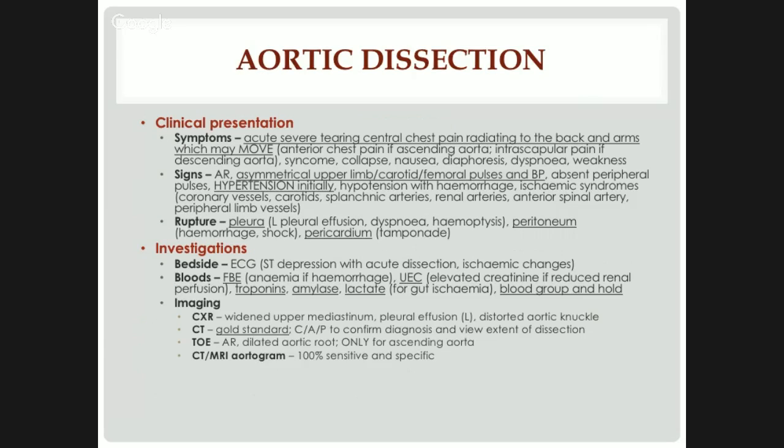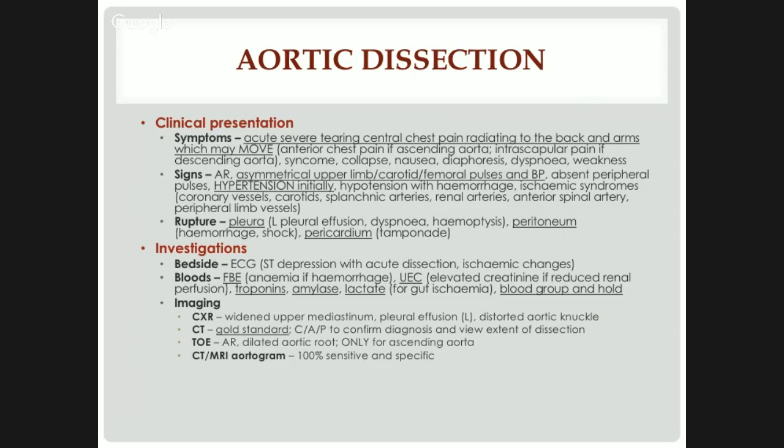In terms of presentation, again, your buzzword presentation is acute severe tearing central chest pain radiating to the back, and they might give a history of migratory pain. They might say it started higher up my back, now it's moving down. So that's basically the tear progressing further down. In terms of the signs you need to know, you've got asymmetrical blood pressure and pulses on either side, and you might also have absent pulses if you've occluded a vessel. So if you occlude the subclavian, you might not find a radial pulse or a brachial pulse on that side. And the last thing it can do is rupture into adjacent thoracic structures.